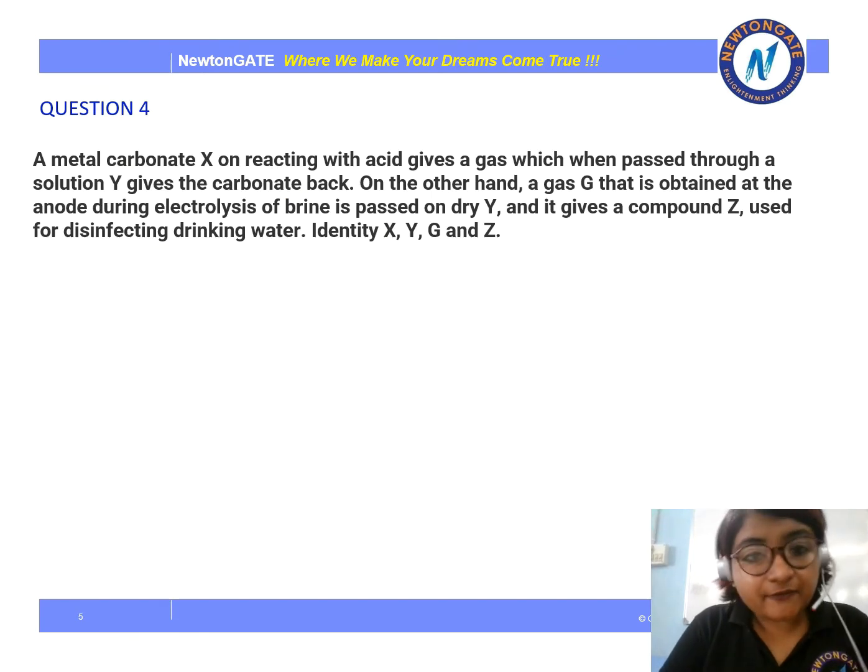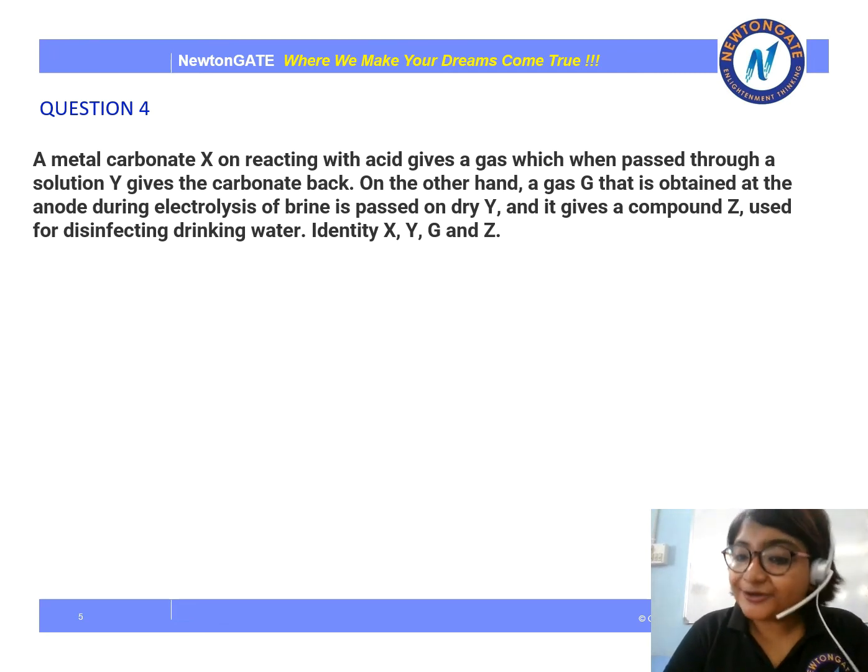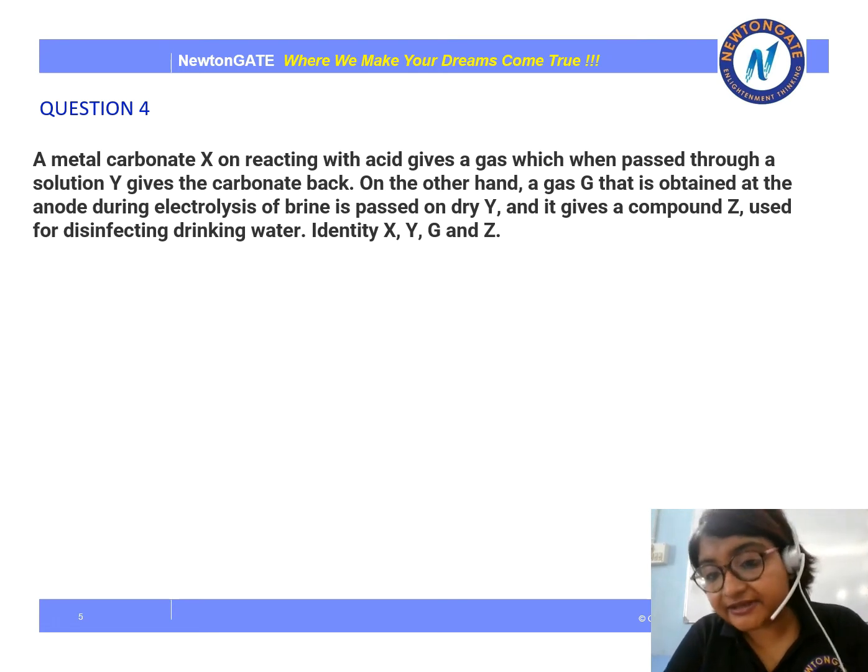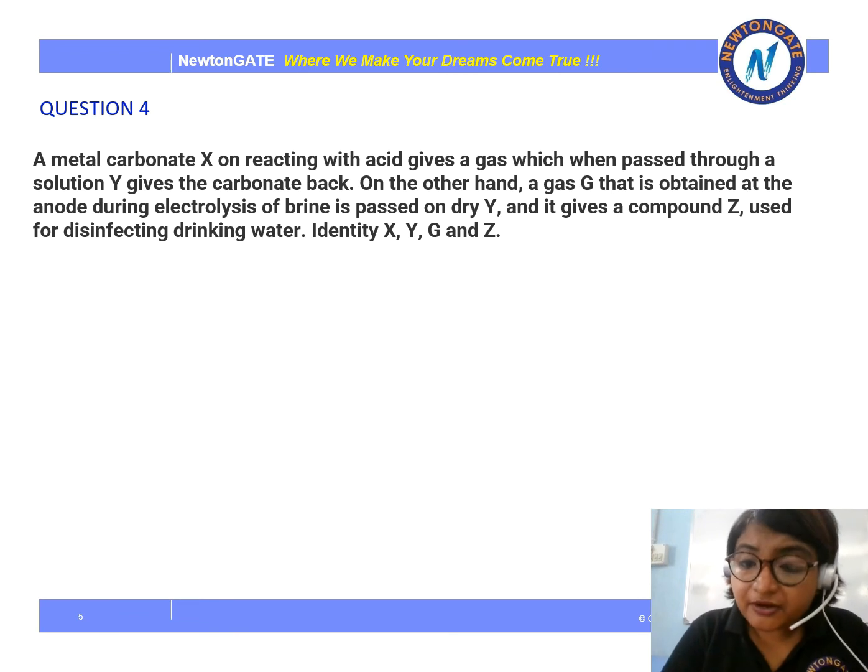Now, question number 4. A metal carbonate X on reacting with acid gives a gas which when passed through a solution Y gives the carbonate back. Students, you know that whenever there is carbonate, the gas that is liberated is carbon dioxide, and if you pass it through lime water, it will turn lime water milky. And what is lime water? Lime water is a solution of calcium hydroxide, also called slaked lime, right? And why does it turn lime water milky? Due to the formation of calcium carbonate, right?